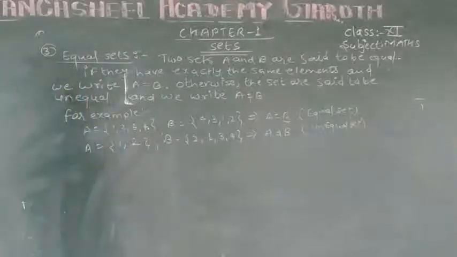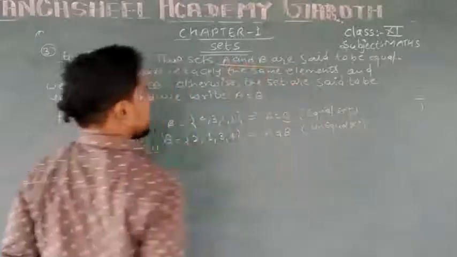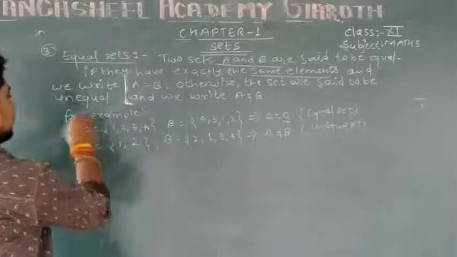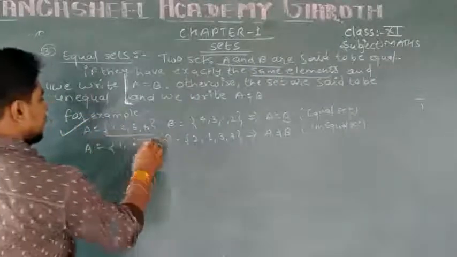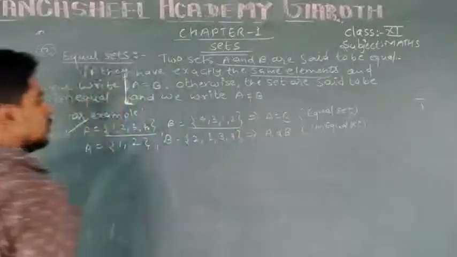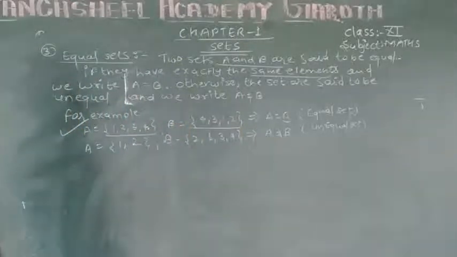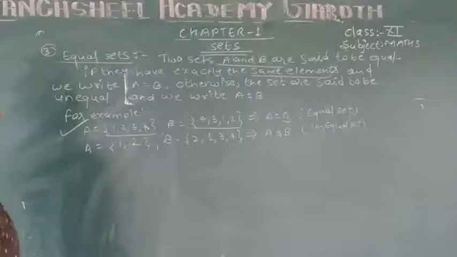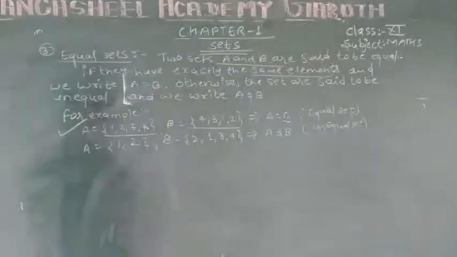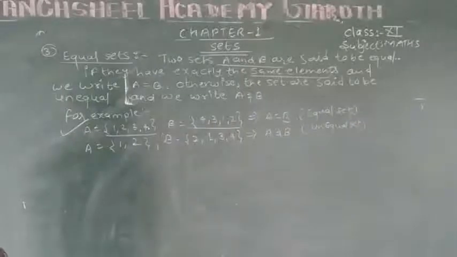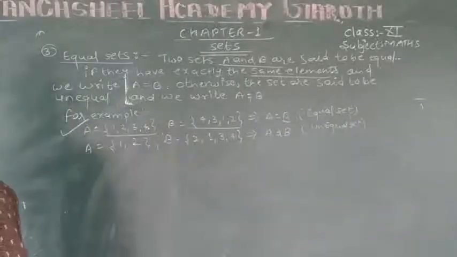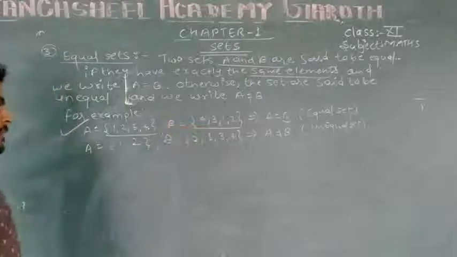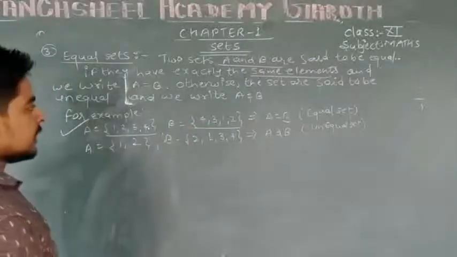What is an equal set? Two sets A and B are said to be equal if they have exactly the same elements. For example, in the first example, both the sets have 1, 2, 3, 4, and the second set also has 1, 2, 3, 4. It doesn't matter in which order the elements are arranged. We don't care about the arrangement of the elements, but only that the elements will be the same in both sets. Therefore, these two sets are called equal sets.